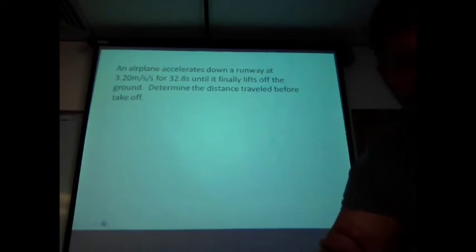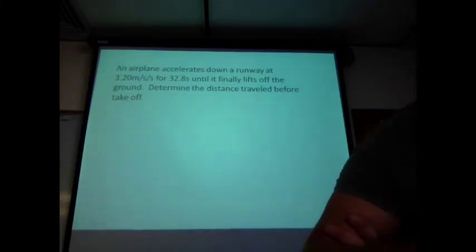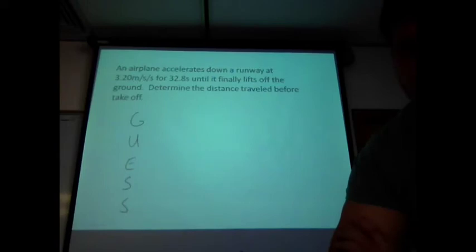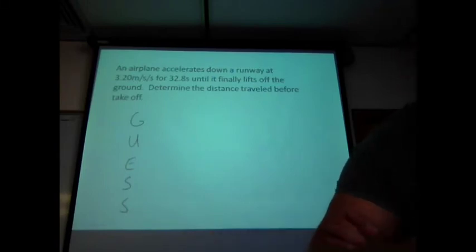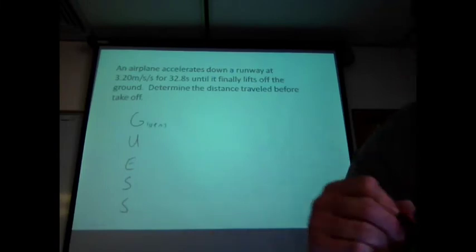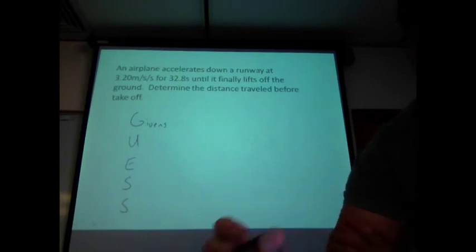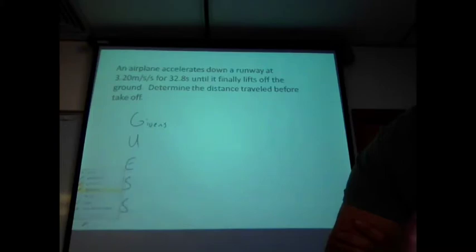An airplane accelerates down a runway at 3.2 meters per second squared for 32.8 seconds until it finally lifts off the ground. Determine the distance traveled before takeoff. Remember, we're going to go by the GUESS method. We're going to be looking for givens. What does it give you in the problem? Let's take a look at what our givens are.